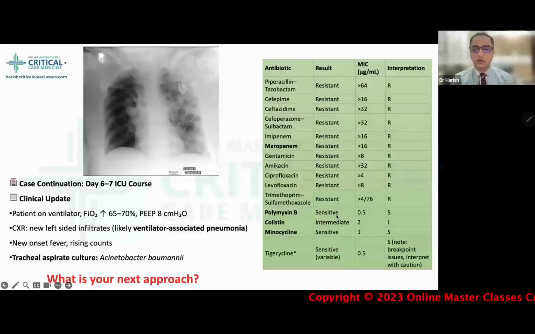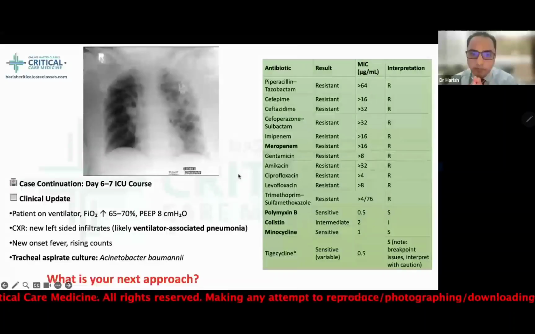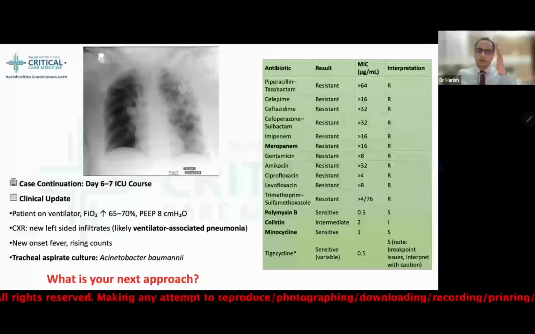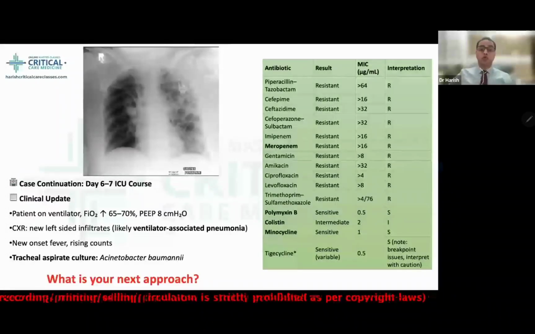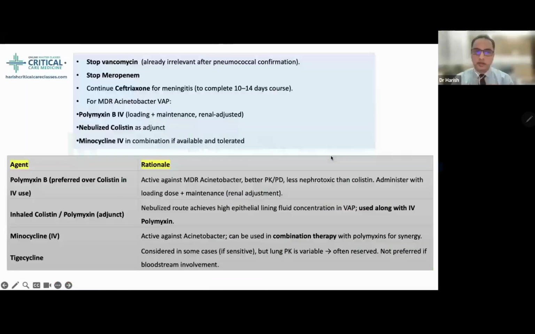If you see, it is sensitive to polymyxin B, intermediate to colistin, minocycline sensitive, and tigecycline is variably sensitive. But if you see, it is resistant to meropenem. What is your approach at this level? The patient was on ceftriaxone, we added meropenem thinking about nosocomial infection, but he got an Acinetobacter, which is an XDR, retaining sensitivity only to polymyxin, colistin, minocycline and tigecycline. It is a carbapenem-resistant organism. So what is your agent of choice at this level?